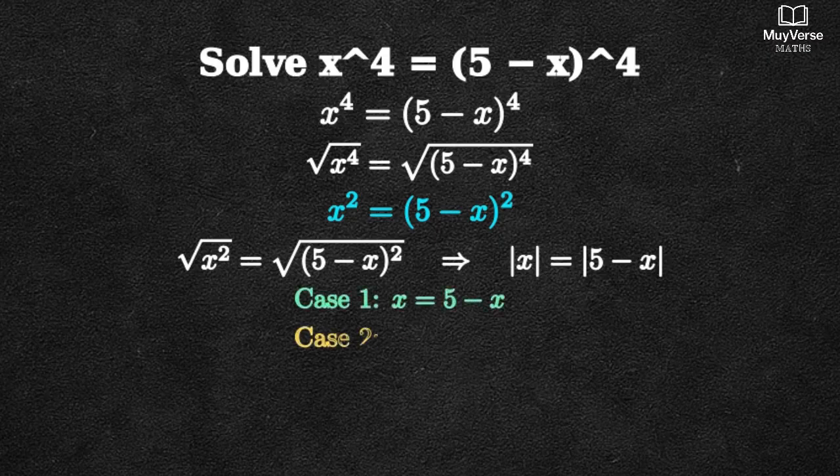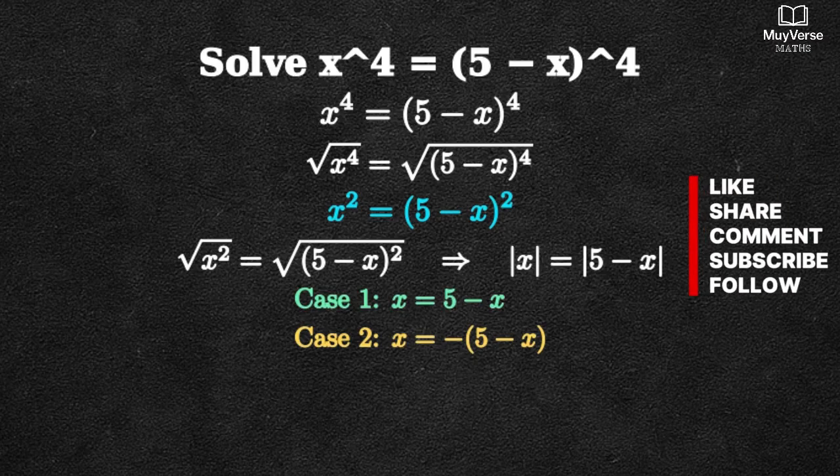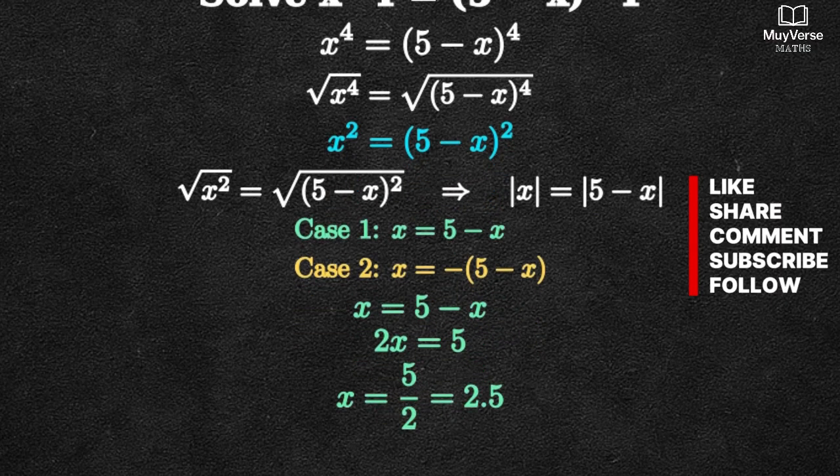This means two possibilities. Case 1, x equals 5 minus x. Case 2, x equals the negative of 5 minus x. Let us solve case 1. x equals 5 minus x. Add x to both sides to get 2x equals 5. Divide by 2 to get x equals 5 over 2, that is 2.5.